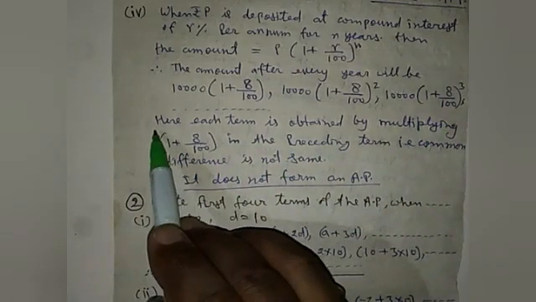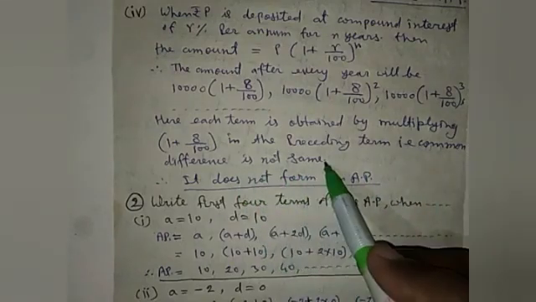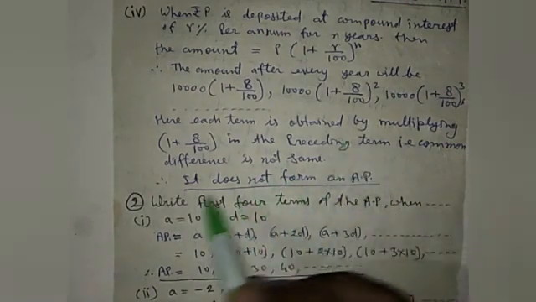So here see that each term is obtained by multiplying the preceding term by 1 plus 8 by 100. So here the common difference is not the same. So it does not form an AP.